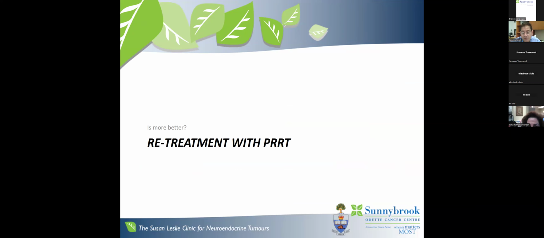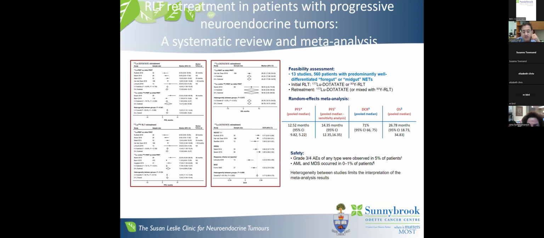The other big area that we've been particularly interested in here at Sunnybrook at the Susan Leslie Clinic has been retreatment with PRRT. So if we do give patients PRRT, what about more? Can we give more later? Can we retreat them? Because we generally give them 4 cycles. This was a meta-analysis of a bunch of retrospective series looking at retreatment, again a very heterogeneous population, but they basically showed that the PFS is probably somewhere between 12 and 14 months for those patients who undergo retreatment. And it did show that there is not a huge signal, at least in this retrospective meta-analysis, for MDS, which of course would be a consideration of the retreatment.